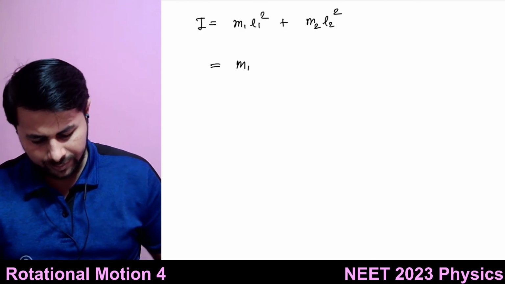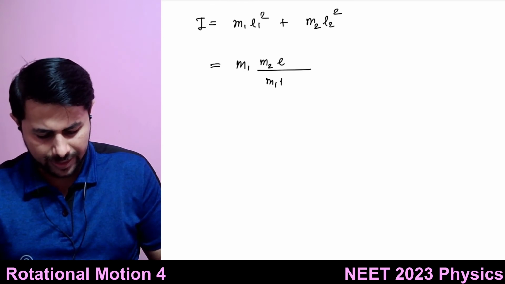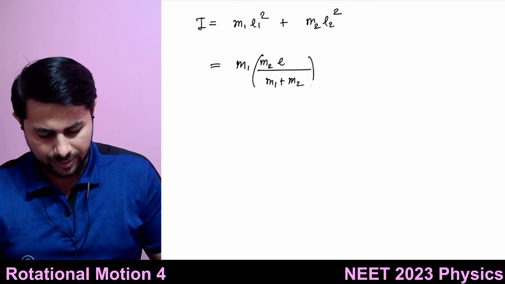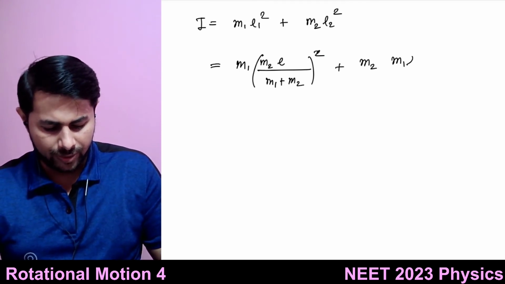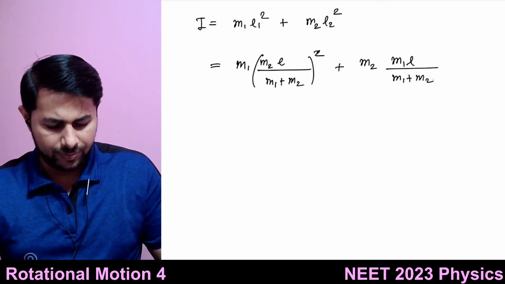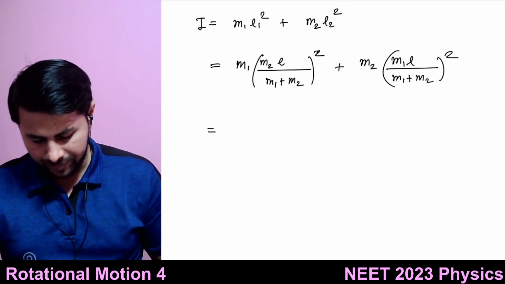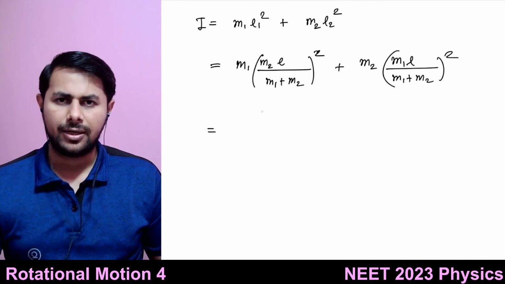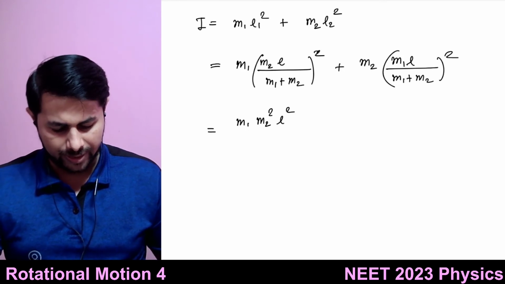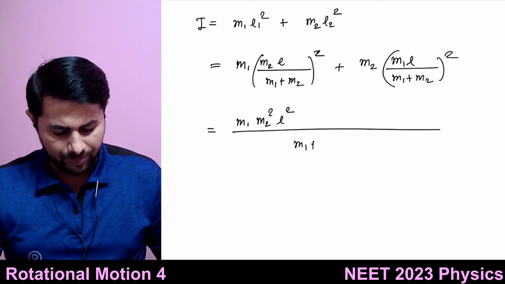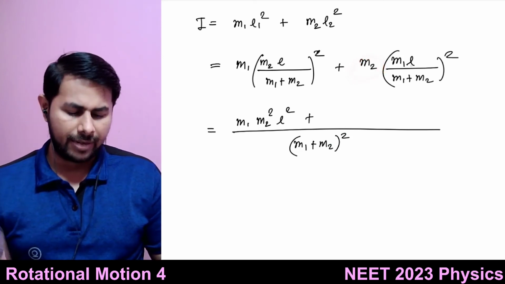So we get m1 times L1, which is m2 times L upon m1 plus m2, and you have the square of this whole thing, plus you have m2 multiplied by m1 into L divided by m1 plus m2, whole square. Then you can square, so it will be m1 m2 square L square, and in the denominator of both of these you have m1 plus m2 square. Plus you have m2 multiplied by m1 square L square.